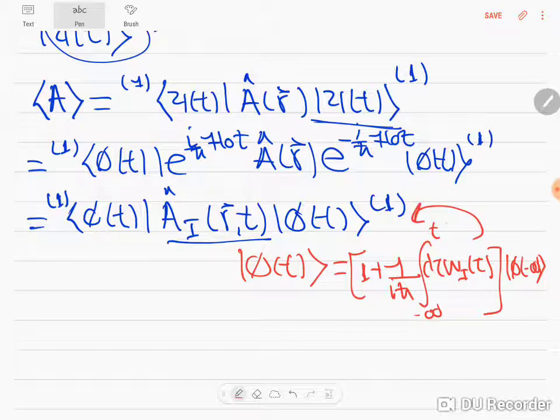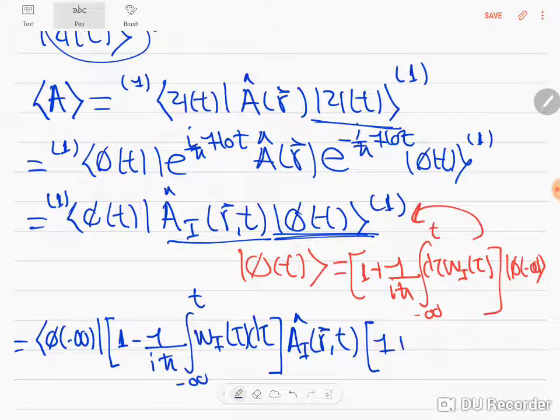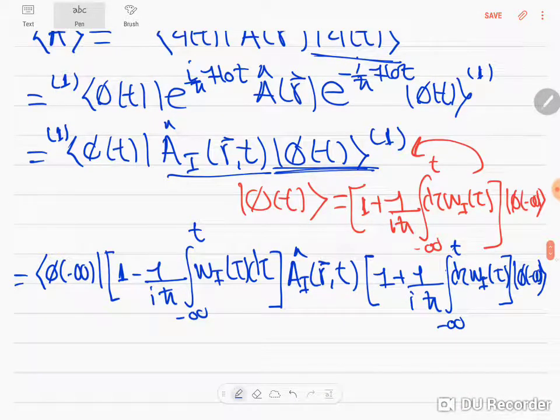Okay, so then we replace that thing here, and what we have to first order is φ(−∞), then 1 minus 1 over iħ, the integral from minus infinity to t, W_I(τ) dτ, then the operator A_I(r,t), and then 1 plus 1 over iħ, the integral from minus infinity to t, dτ W_I(τ), acting on φ(−∞). And so we just have to expand this a little bit.